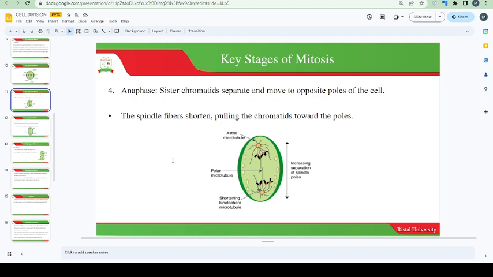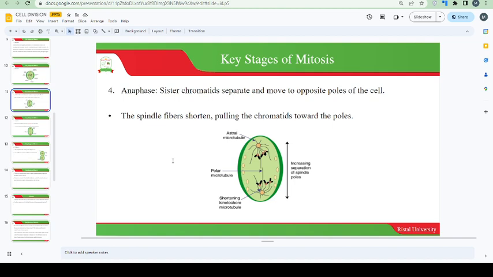Let's look at anaphase. During the anaphase stage, the sister chromatids separate and move to the opposite poles of the cell. The spindle fibers shorten, pulling the chromatids towards the poles.